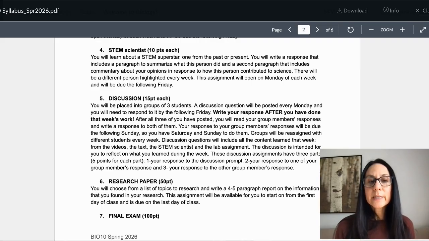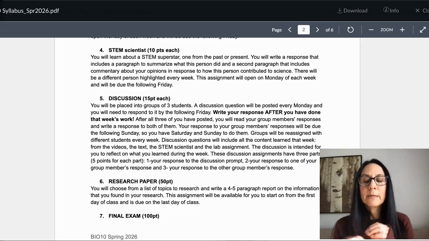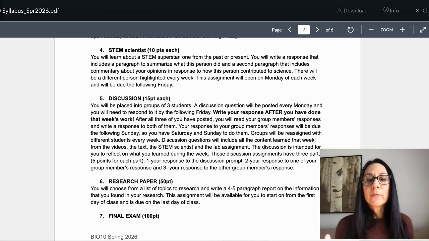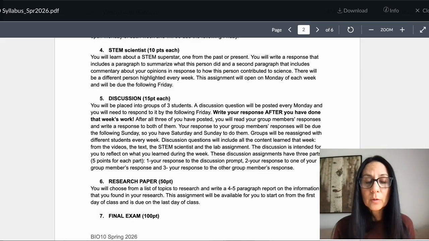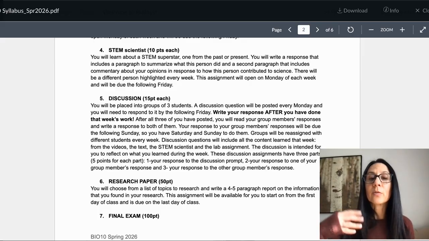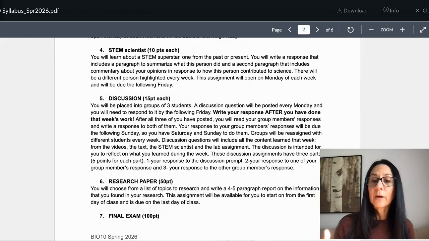And so if you click on the assignment, you'll see there's a topic list. I would like you to choose one of those topics from the list. And then you're going to write a 4 to 5 paragraph report with your own words. You're not going to do ChatGPT. You're not going to Google and paste it. You're not going to copy somebody else. You're going to read on a topic and you're going to write in your own words a 4 to 5 paragraph report. And so it's not going to be hard.